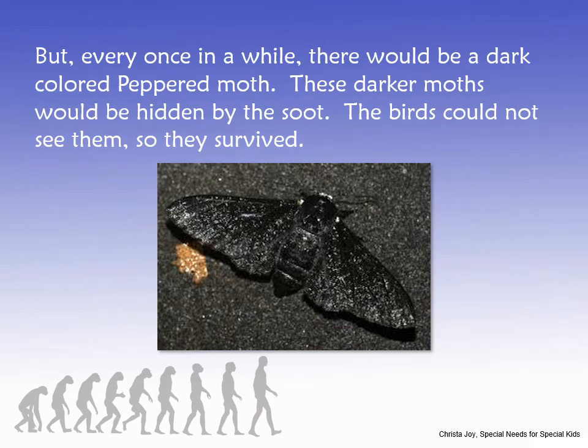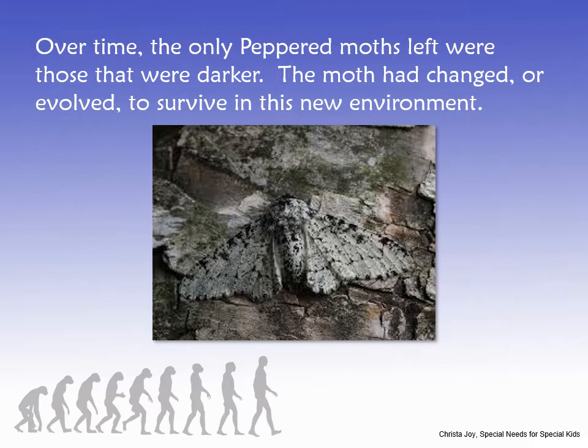But every once in a while, there would be a dark-colored peppered moth. These darker moths would be hidden by the soot. The birds could not see them, so they survived. Over time, the only peppered moths left were those that were darker. The moth had changed or evolved to survive in this new environment.